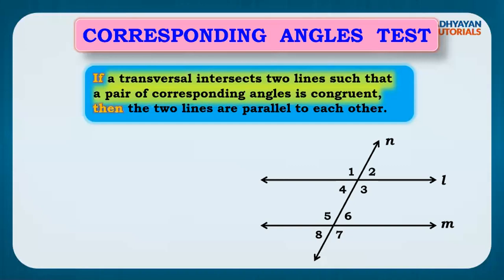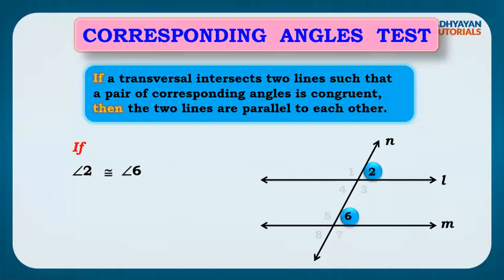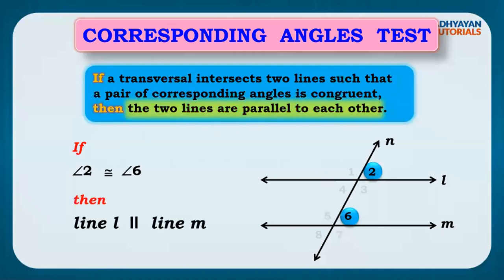We all know how to identify corresponding angles, right, children? We identify corresponding angles using the alphabet F. So here, if I consider angle 2, the corresponding angle of angle 2 definitely has to be 6. So if angle 2 is congruent to angle 6, then what is written after the 'then'? The two lines are parallel to each other. That means then and only then I can state that line L is parallel to line M. I hope everybody has understood this.